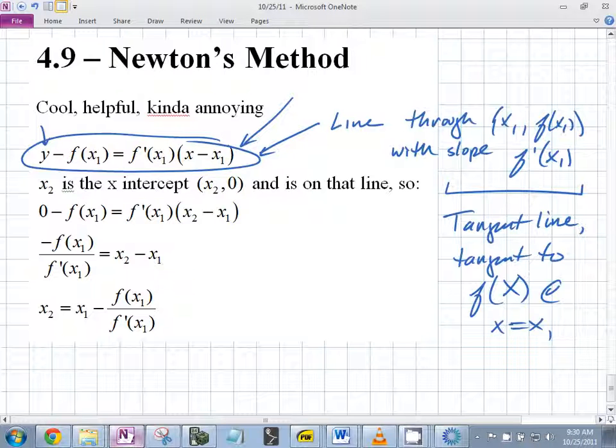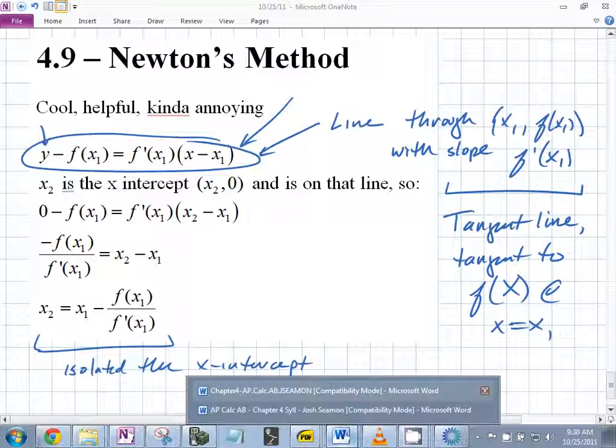Are we okay with this so far? All we've done is we've isolated the what? The x-intercept. Does it matter that we called it x2? No, we could have called it pony, right? But the point is we're calling it x2 because what are we going to find next? We're going to probably find another intercept, but I have to tell you what that is. So what's next, we're going to keep on doing this.